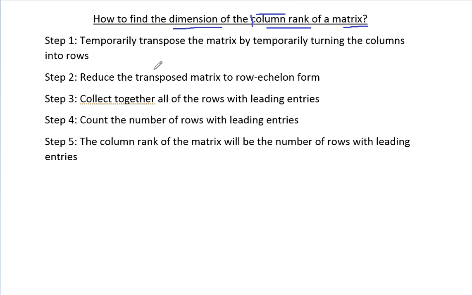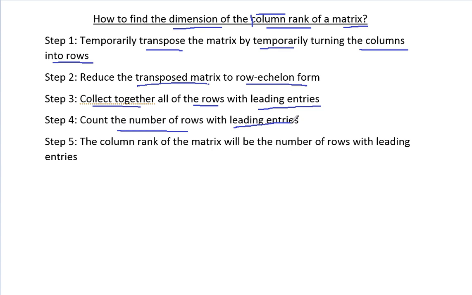We will temporarily transpose the matrix by temporarily turning the columns into rows. And then we will reduce the transpose matrix to row echelon form. From there we can collect together all the rows with leading entries, and after that we can count the number of rows with leading entries. The column rank of the matrix will be the number of rows with leading entries. So let's do an example to understand how we can find the dimension of a column rank of a matrix.